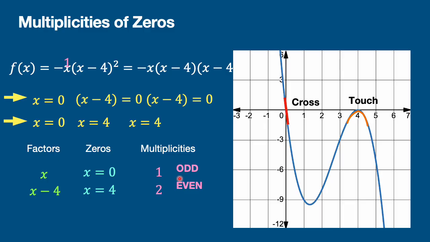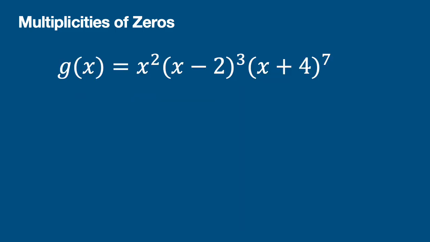How do we know this from the function? X is a factor, the power is 1, that's the multiplicity. X minus 4 is the factor, the power is 2, that's the multiplicity, and it's an even number. That's how we know the multiplicity of the zeros, guys, okay? Let's see what the multiplicity of zeros is.